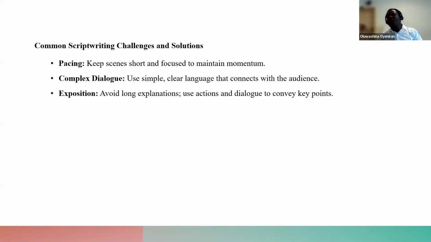Such a way that even when the character is delivering the script, the audience will be able to understand very well as well. So keep it simple and use clear language. Exposition. Avoid the use of long explanation. Let the dialogue and the action provide the whole thing for you.